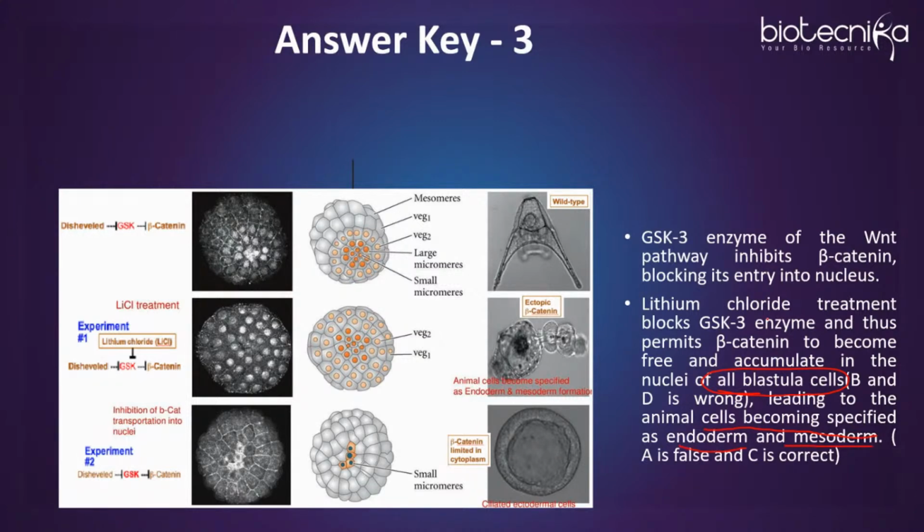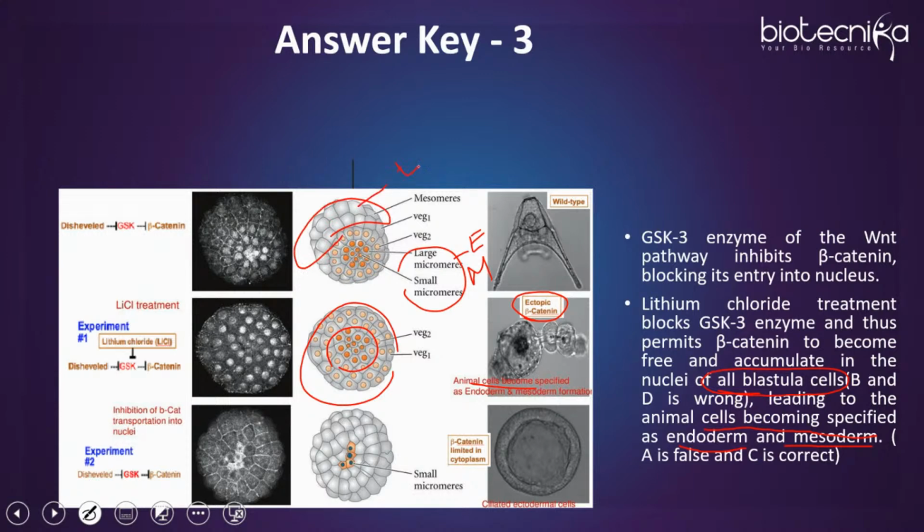So as a result, what happens? This is ectopic beta catenin expression. Ectopic means additionally somewhere else also it will be expressed. They were supposed to be expressed only here, but later they are expressed everywhere. Initially, the micromeres were supposed to become endoderm and mesoderm, and the rest of the cells were supposed to become ectoderm, right? But now, even the animal cells, instead of becoming ectoderm, because they also have beta catenin now, will form endoderm and mesoderm.